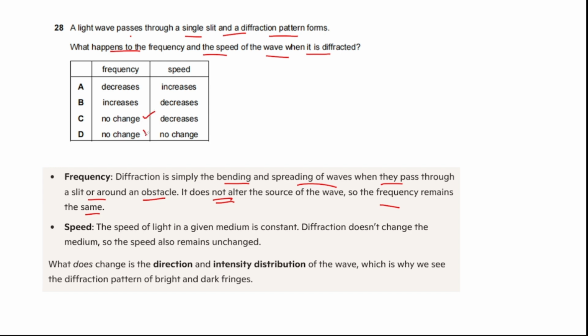So no change. And for the speed, it is a constant value for a particular medium. It's given that the light wave is moving in this particular medium, and diffraction is not going to change it. What will change is just the direction and the intensity distribution of the wave. So the speed is also not changing. So option D is the correct answer.